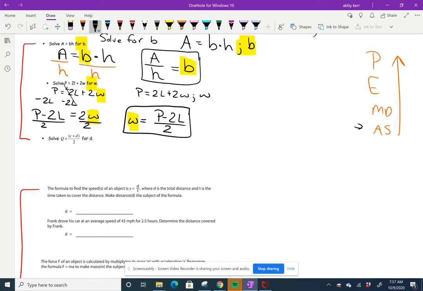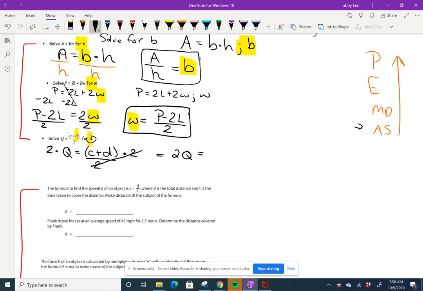For the third one, don't let the fraction scare you. Remember, fraction is just division. So we're solving for D. We want D by itself, but the D is kind of stuck in the numerator. So if it's stuck in the numerator, we have to undo dividing by 2, which we know is multiplying by 2. The whole reason why we multiply by 2 is to wipe it out, because 2 divided by 2 is 1, and that's actually what we want. So then this gets us 2Q.